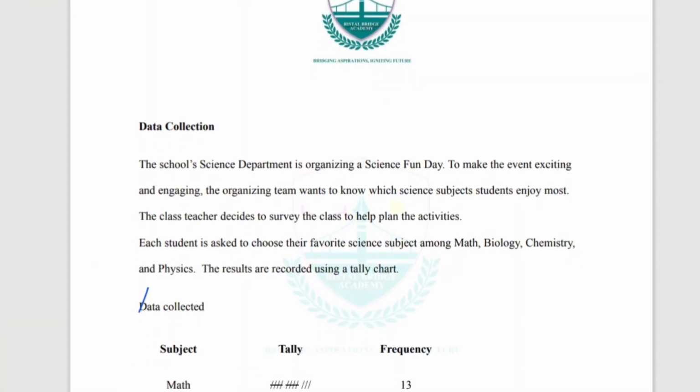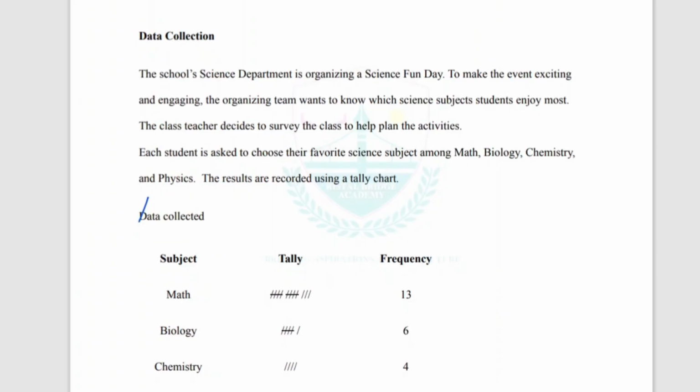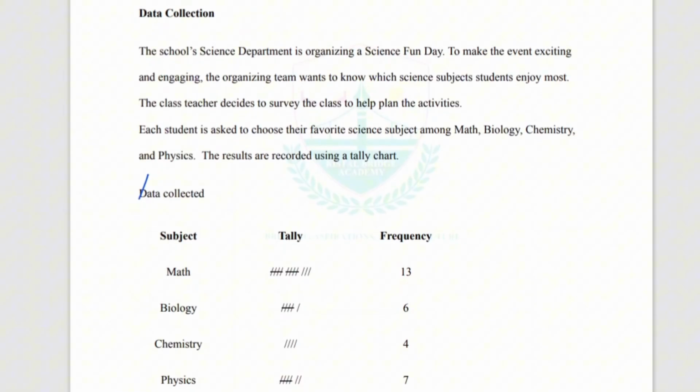To start with, we have a scenario that the school's science department is organizing a science fun day, and to make the event exciting and engaging, the organizing team wants to know which science subjects students enjoy most. The class teacher decides to survey the class to help plan the activities. Each student is asked to choose their favorite science subject among math, biology, chemistry, and physics. The results are recorded using tally.